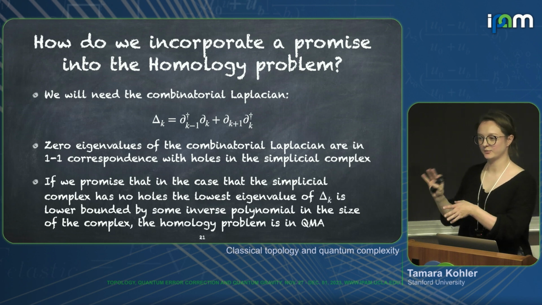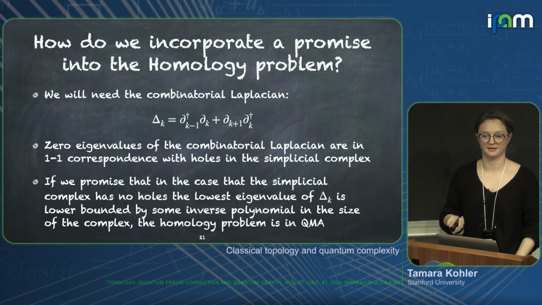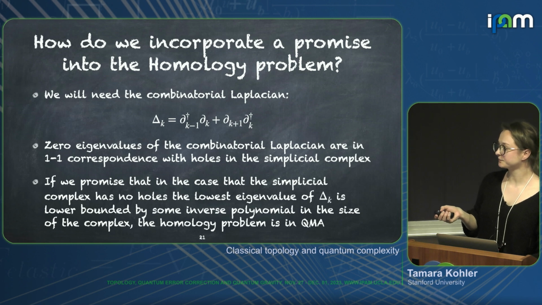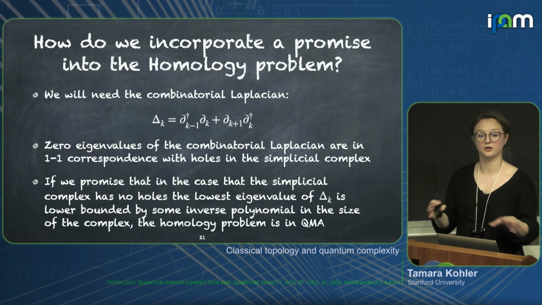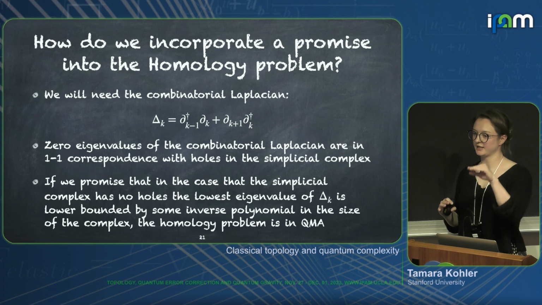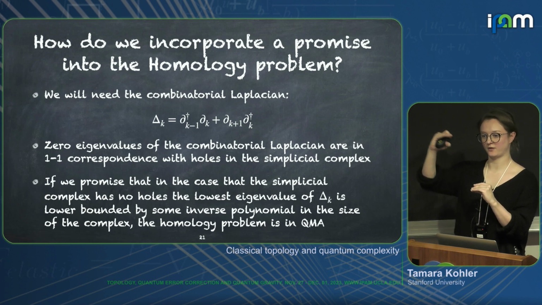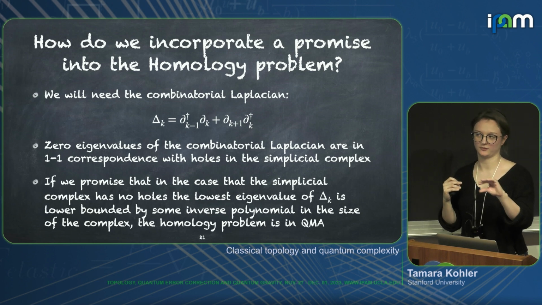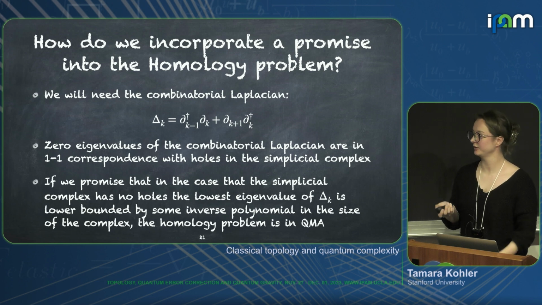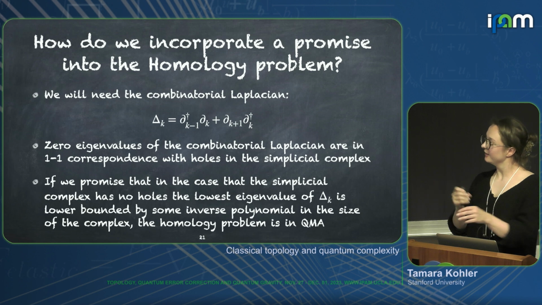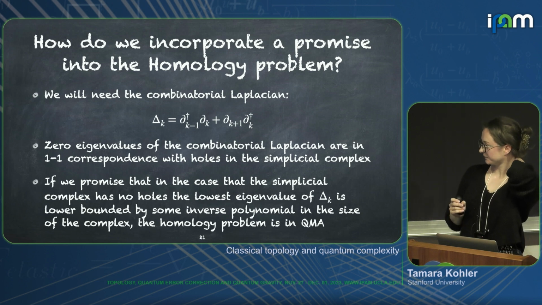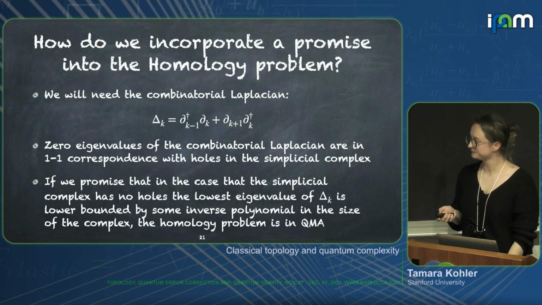And phrased in this way, it's much easier to see what the right promise is. The right promise is to say that if there are no zero eigenvalues, then the lowest eigenvalue is bounded away from zero by some amount. So the eigenvalues are either zero or far from zero. We're not going to be able to solve cases where eigenvalues are arbitrarily close to zero and non-zero. This is the promise that we're going to impose on our problem.